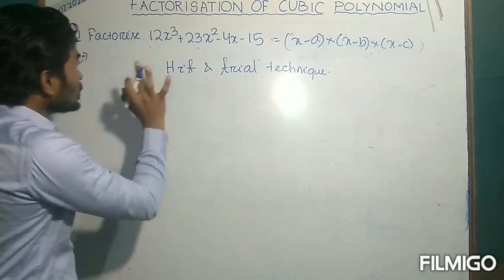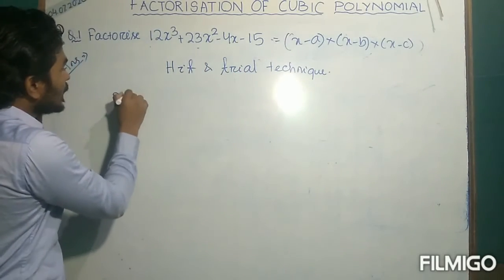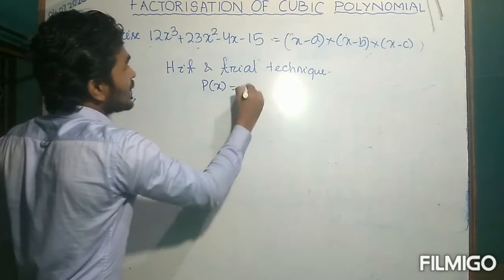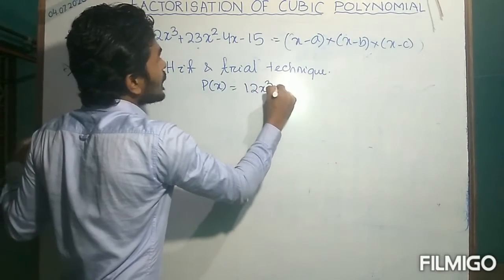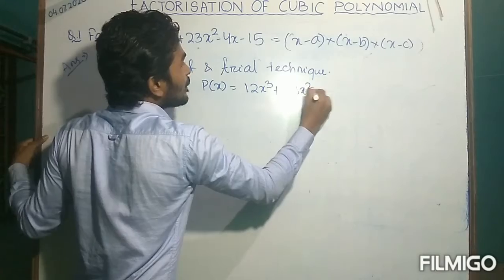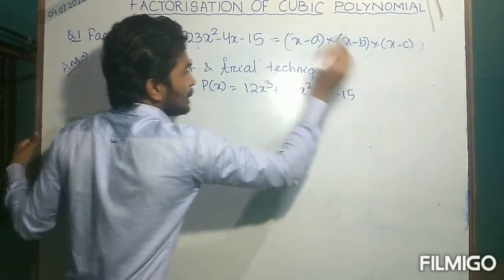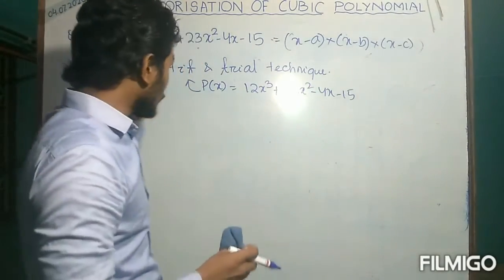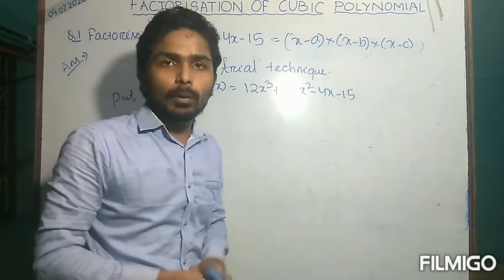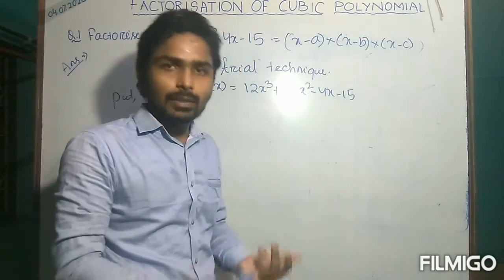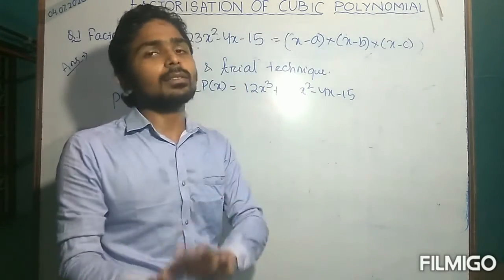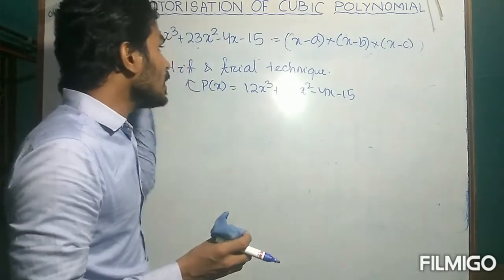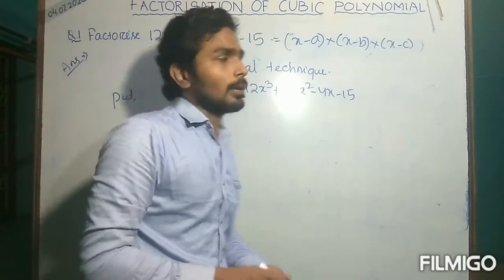How? See, suppose I am substituting here. We have p of x is equal to, first write it down, 12x cube plus 23x square minus 4x minus 15. We have to use the hit and trial method. Hit and trial method means we can put any value of x, whether you put x is equal to 1, x is equal to minus 1, x is equal to 2, x is equal to minus 2, any value, and find the total value of the polynomial.